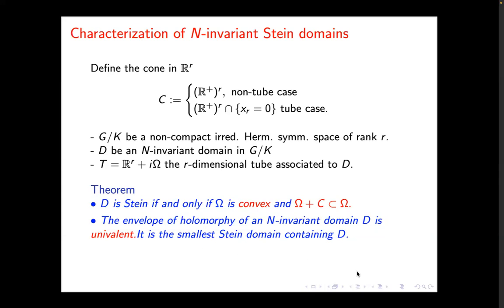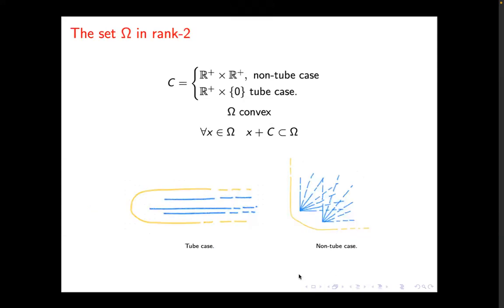Okay, so here we take an example. For instance, if we are in rank 2, this cone that I defined earlier in the non-tube case is just the positive octant, R plus times R plus. It's the positive octant in R2. And in the tube case, instead, it is just R plus cross 0, sorry. So it is a horizontal positive line.